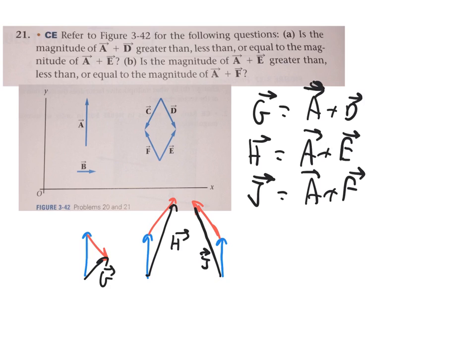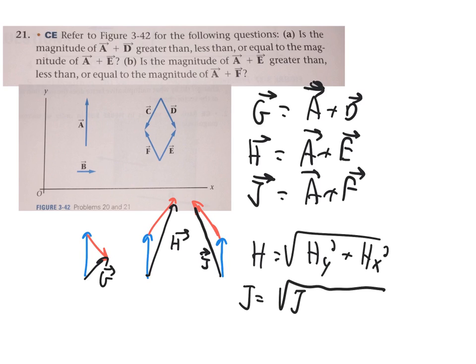Since I'm adding the same components but just opposite sign, in other words, H is A plus something forward but also something to the right, and J is the same thing forward, so they have the same Y component, and has the same amount to the left. When we get our magnitude of, for instance, H, it's going to be the square root of HY squared plus HX squared, and J is going to be the square root of JY squared plus JX squared.